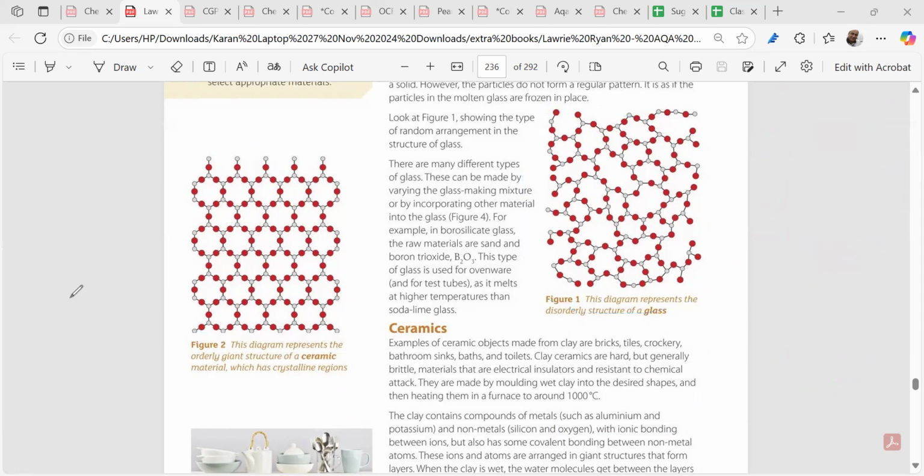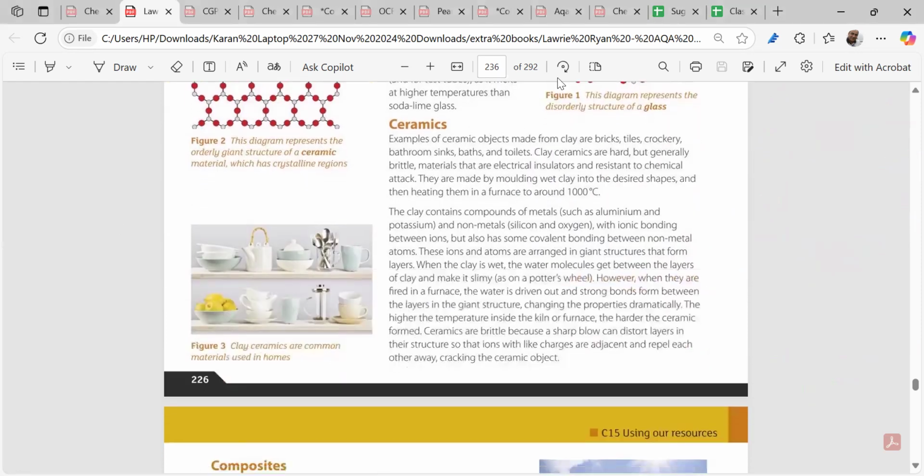Now, what are ceramics? Ceramics are those objects which are made from clay. Clay contains what? Please open your book over here. Mark down over here important and slow. S means slow. You have to go slow. Clay contains the compounds of metals and non-metals, in ionic bonding, in ionic compounds, such as aluminum metal, potassium metal. Non-metals are silicon and oxygen.